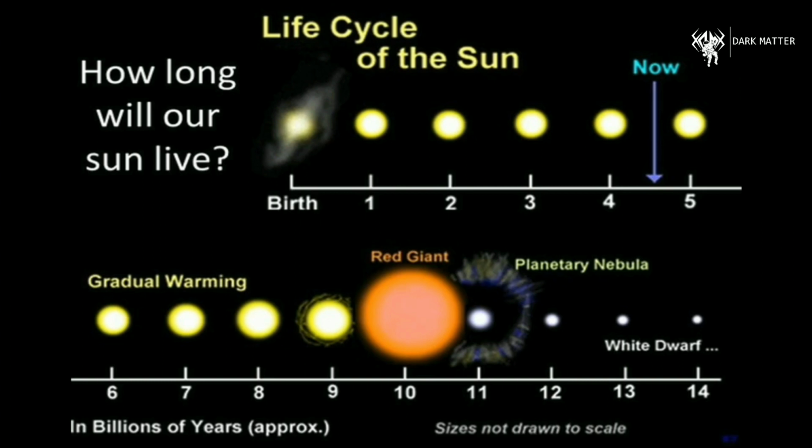The total life cycle of our sun is about 9 to 10 billion years. So our sun will live for a few more 4 or 5 billion years. After that, it will become a red giant. Actually, it will blast and then become a white dwarf.